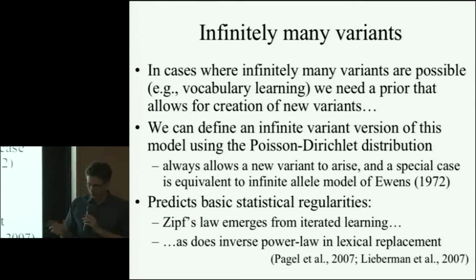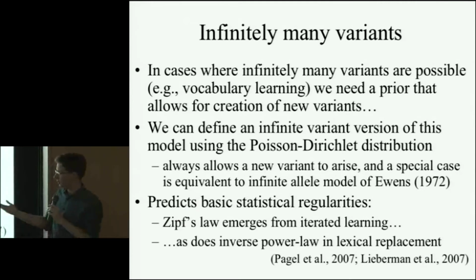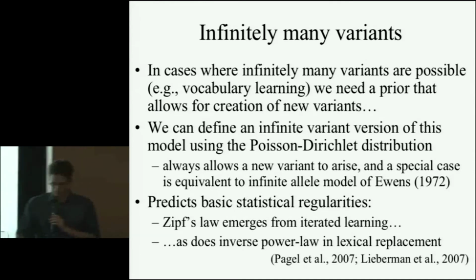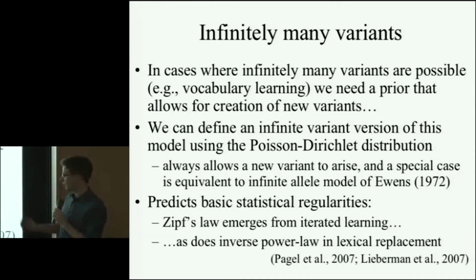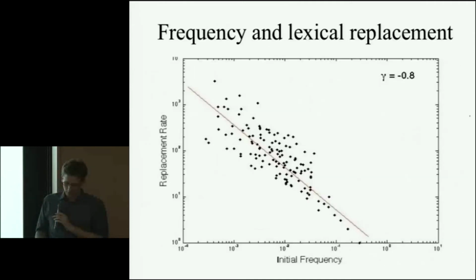And this infinitely many variant model has a correspondence to another model which is used in population genetics, something called the infinite allele model, which is also linked to the coalescent model that Russell mentioned in his talk. And it turns out that just using this simple model, it predicts some of the statistical regularities that you see in human languages. For example, it produces Zipf's law just through simple transmission of languages using this prior distribution, and it also produces an inverse power law and lexical replacement. So this is just showing a prediction that comes out of that model.